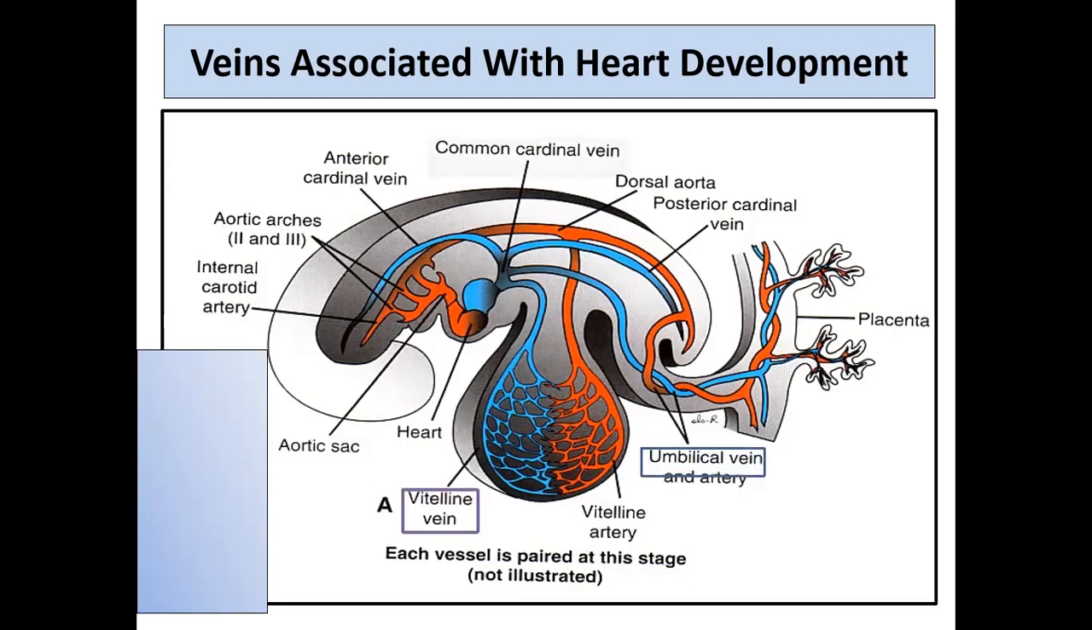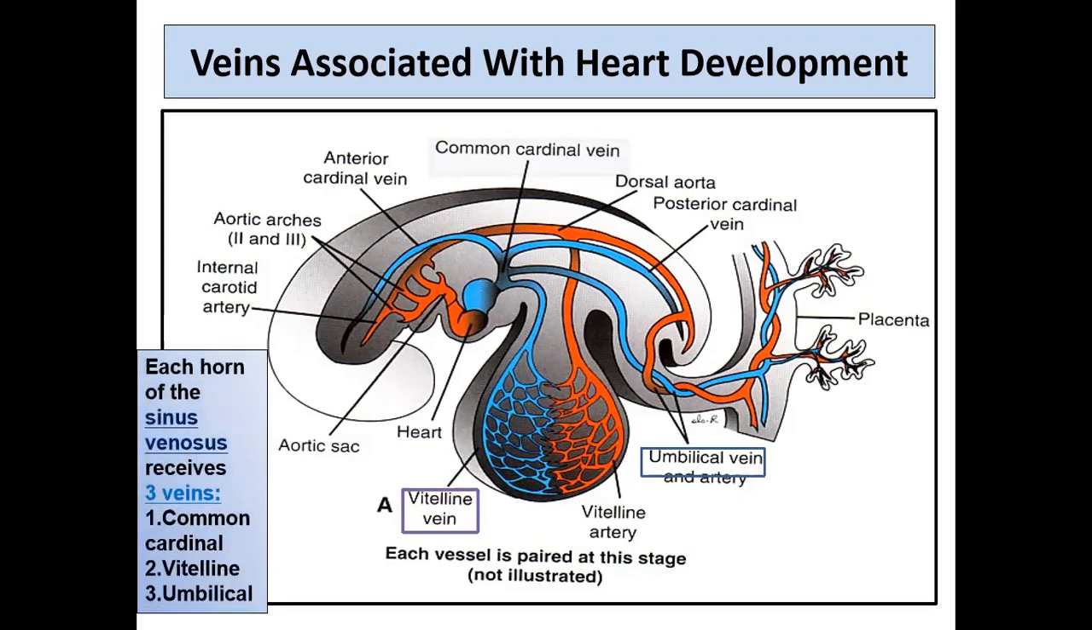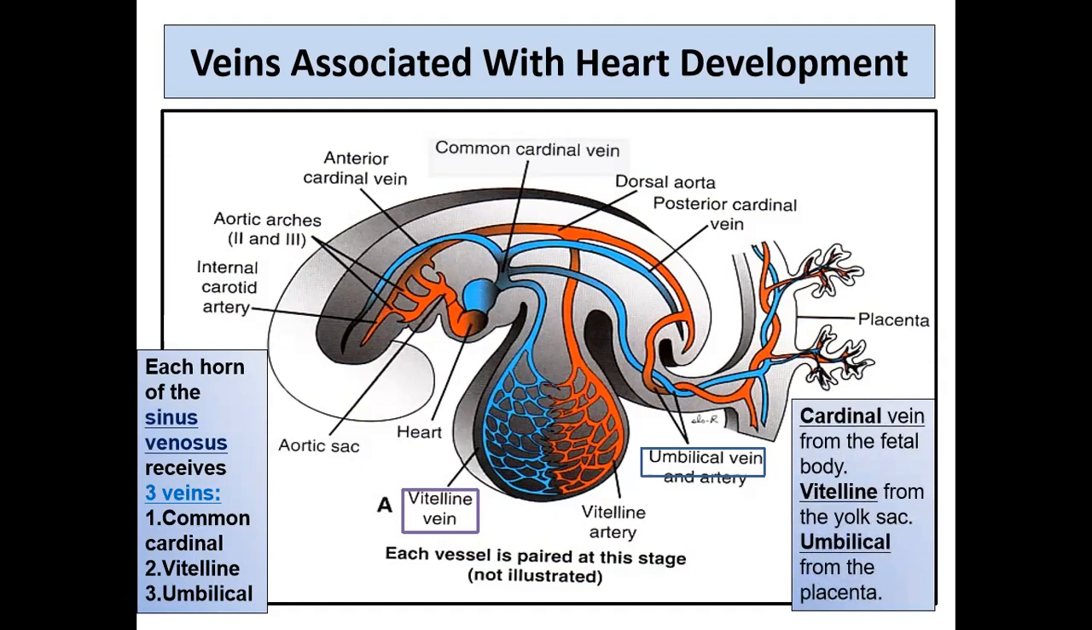You can see the umbilical vein and the ventral vein. Each horn of the sinus venosus receives three veins: common cardinal, ventral, and umbilical. The cardinal vein is from the fetal body, the ventral is from the yolk sac, and the umbilical is from the placenta. Those are the three.